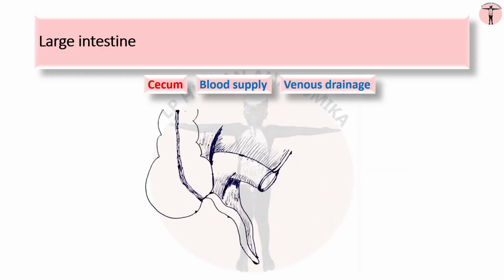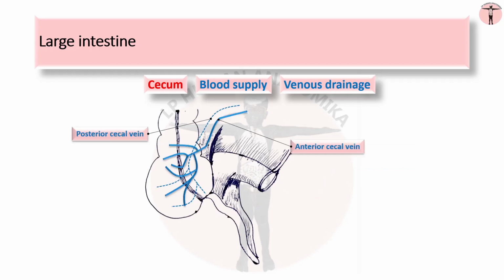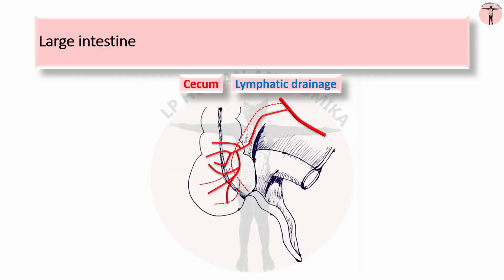The veins correspond to the arteries and drain into the ileocolic vein, then into the superior mesenteric vein, which finally drains into the portal vein. Lymph vessels from the cecum drain into ileocolic lymph nodes, which then drain into the superior mesenteric nodes, which belong to the pre-aortic group of lymph nodes.